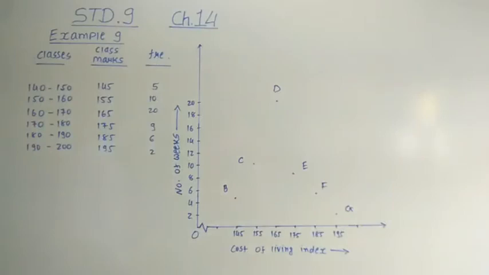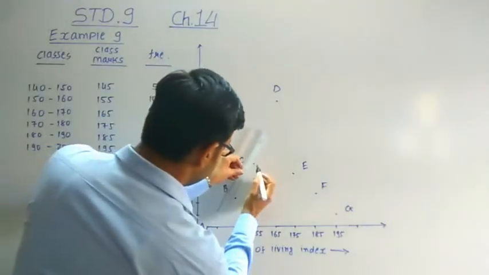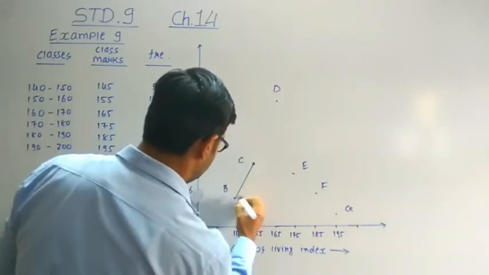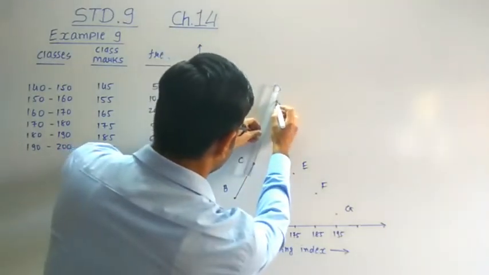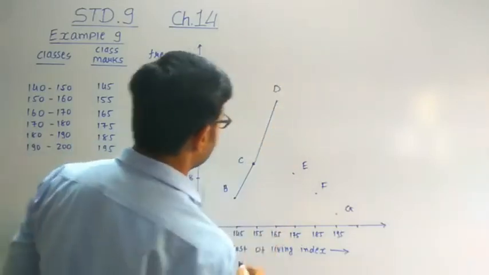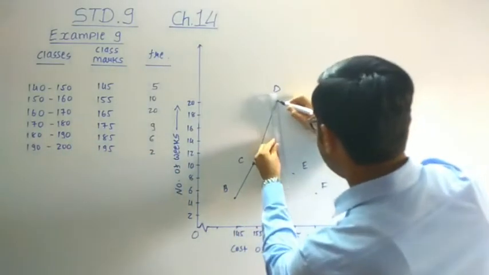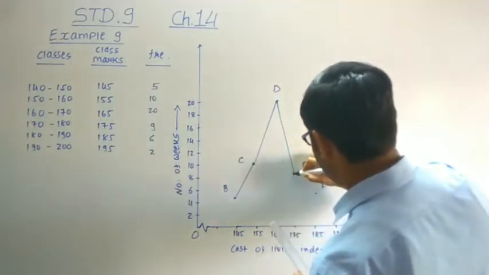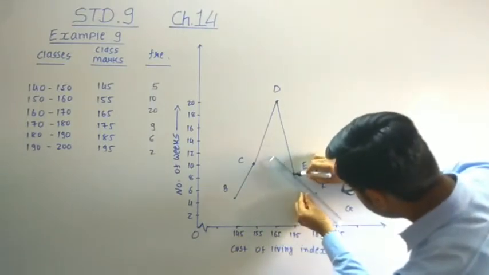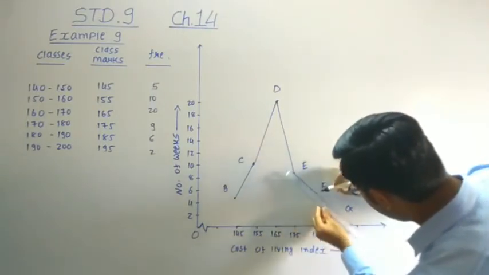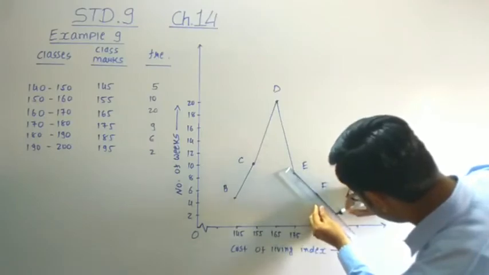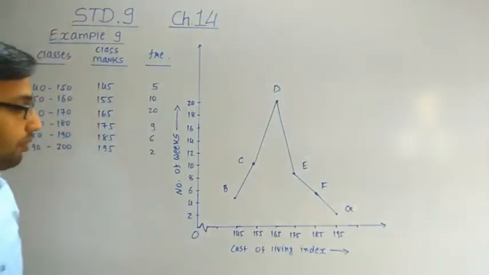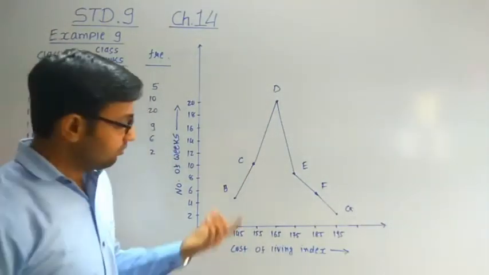Now join all the points. From B to C, from C to D, from D to E, from E to F, and from F to G. Now this is our polygon, but it is not the complete polygon because polygons are closed, but this is open.